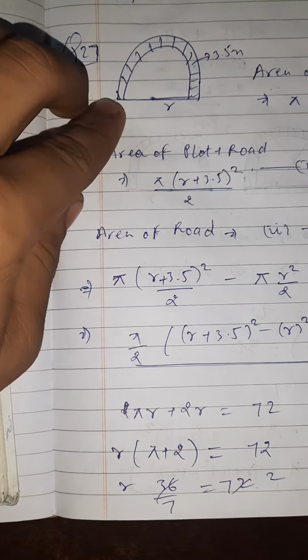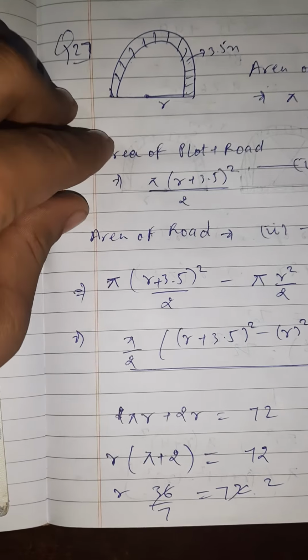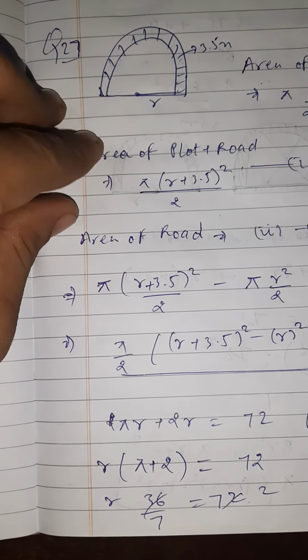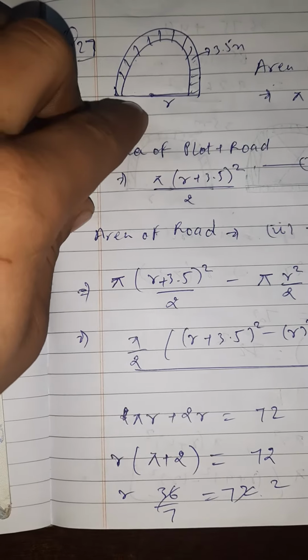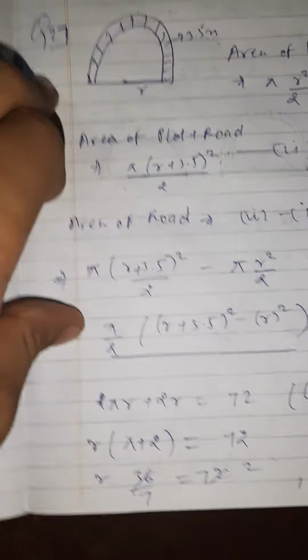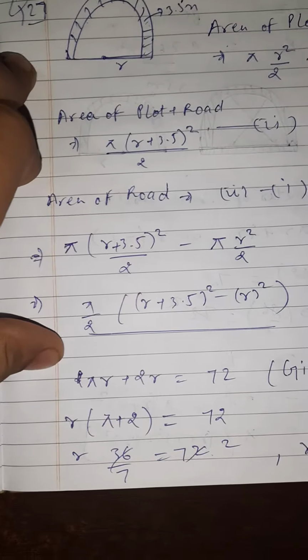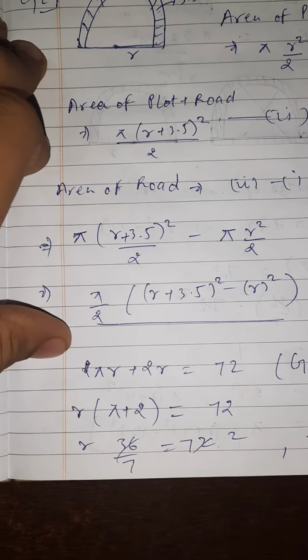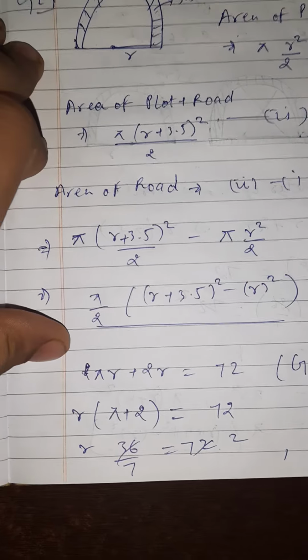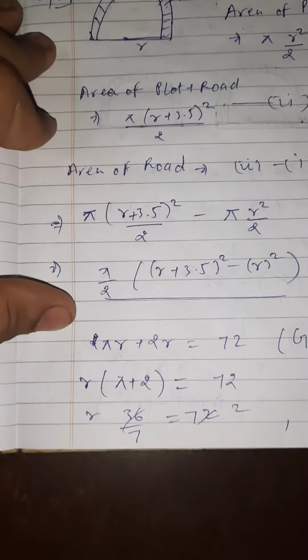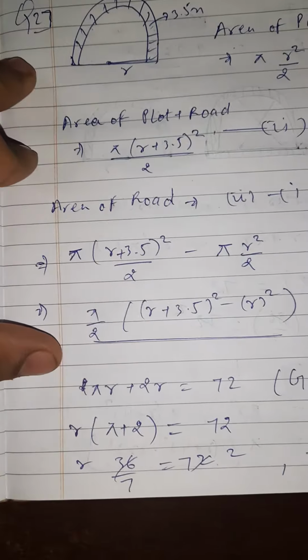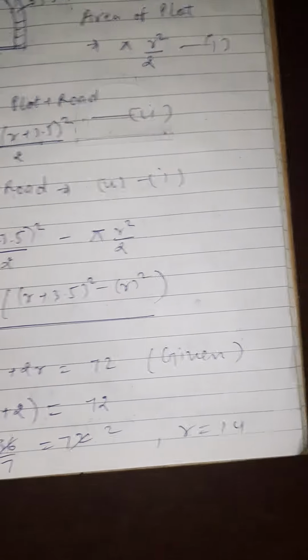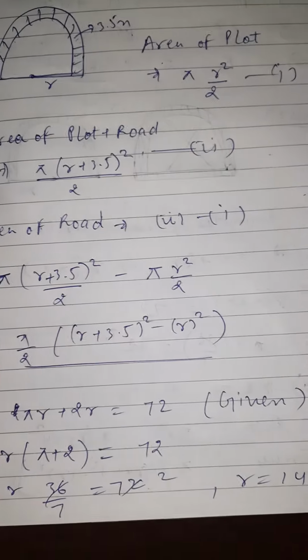So the round circumference will be pi r, as for the whole circle it is 2 pi r, for the half it will be pi r, and this horizontal one will be the diameter of the circle, which will be 2r. So the sum of pi r plus 2r is equal to 72, which is given. So we shall take r common from here. So (pi plus 2) r is equal to 72, pi plus 2 will be 36 by 7. We put 22 by 7 as the value of pi. So here we can find the value of r, which will come out to be 14 meters.